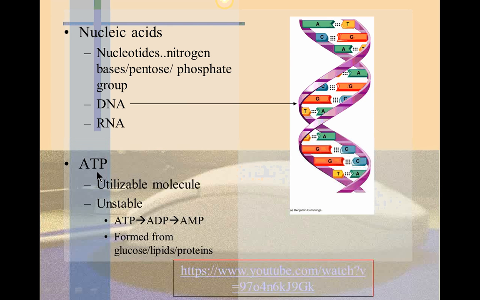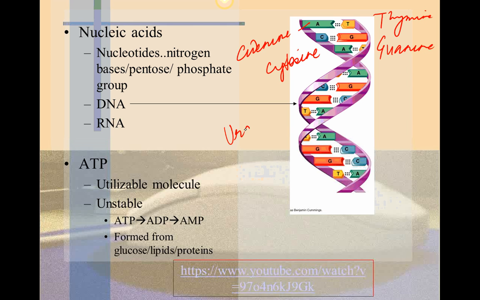Let's move on to nucleic acids, which are extremely large molecules, and what they contain are nucleotides, which are made up of nitrogen bases, pentose sugar, and a phosphate group. And the nitrogen bases are adenine, which is the A here, thymine, guanine, and cytosine. And we have another one not shown here, which is uracil.